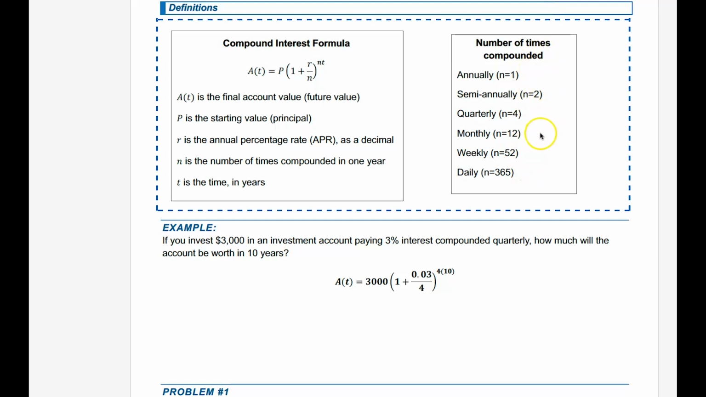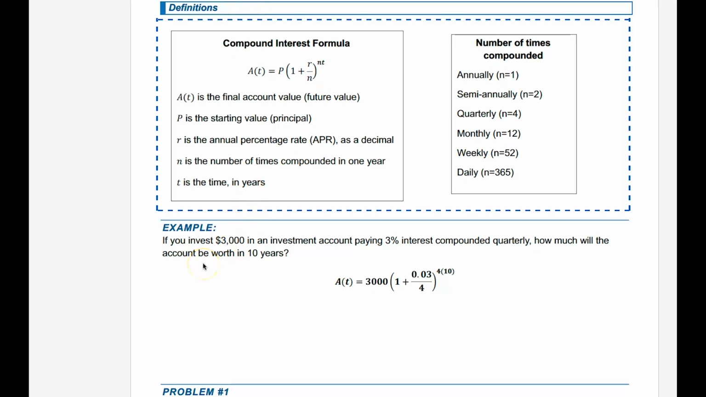So if we look over here, we see if it says it's compounded annually, then N is 1, semi-annually 2, because that means twice a year, quarterly 4, monthly 12 times a year, weekly is 52, and daily is 365. So you'll be using those values in here depending on how it says it's being compounded. And then the last thing is T, and T is the time in years, and it always needs to be in years.